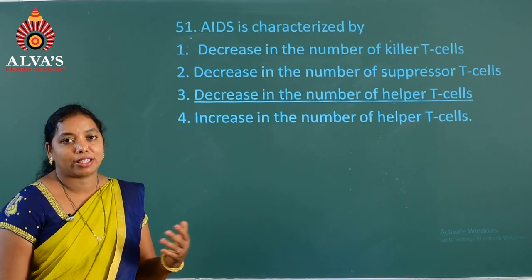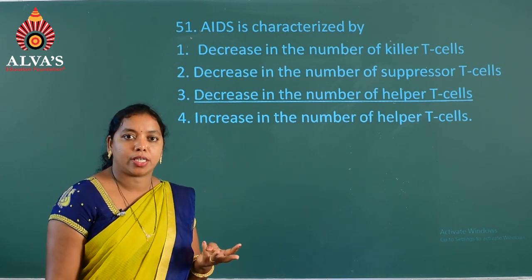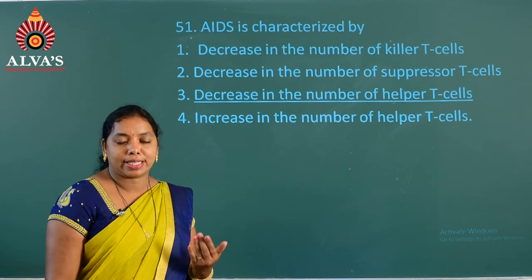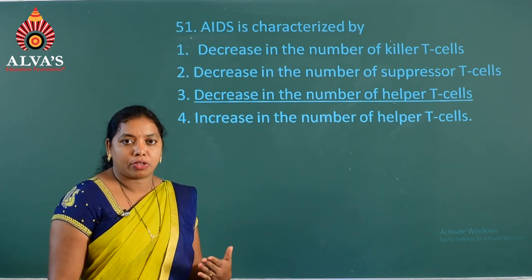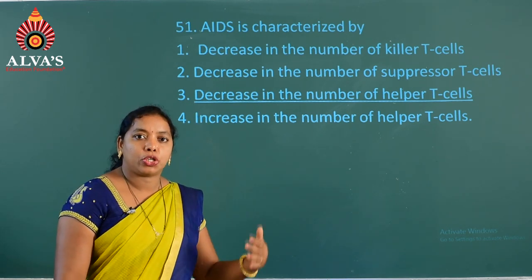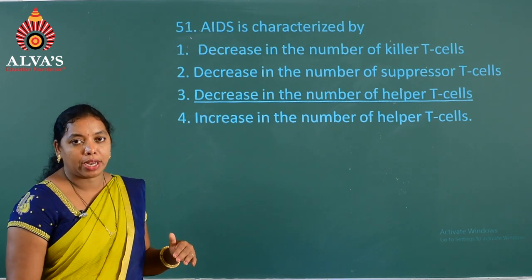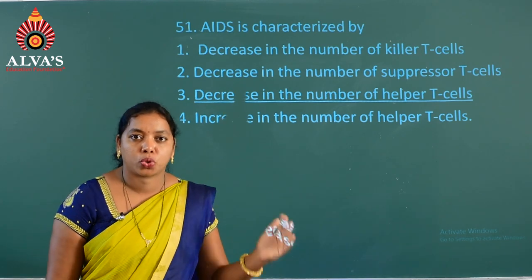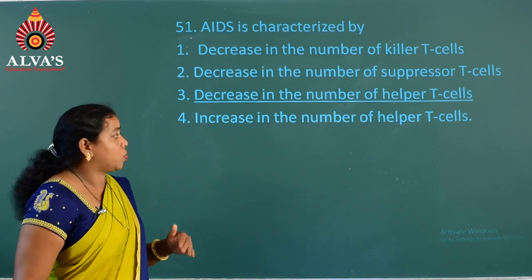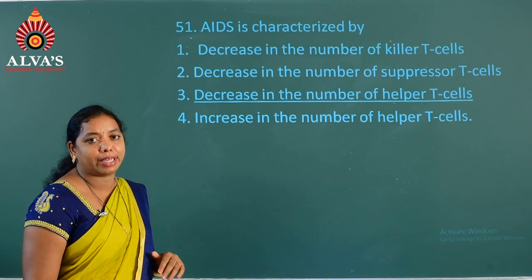So here, if you consider the T lymphocytes, there are different types which are classified into helper T cells, cytotoxic T cells or killer T cells, memory T cells and suppressor T cells. Out of which, whenever the HIV virus enters the host body, it reduces the number of helper T cells. That is its main function. Hence the immune responses of the body go on reducing, and a deficiency of the immune system occurs. So the correct option is the third one, that is the decrease in the number of helper T cells.